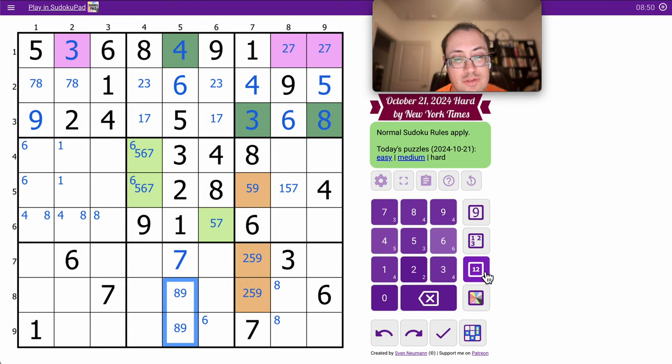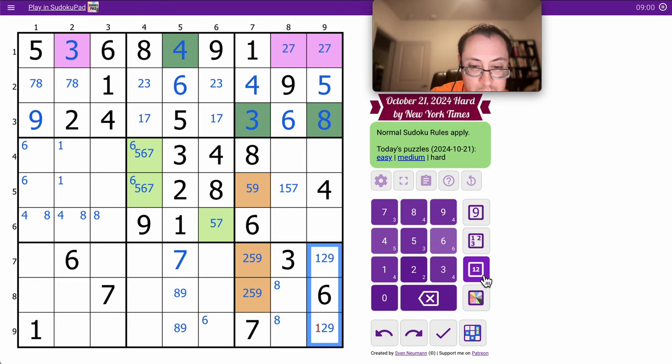Column 9 has 4, 5, 6, and 8. I need 1, 2, 3, 7, and 9. Those are from 1, 2, 9 because neither can be 3 or 7.